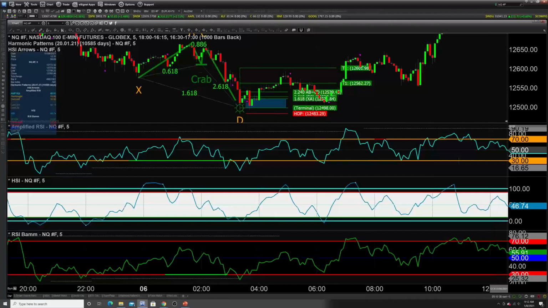Hey, JT, how you doing? JT asks, does trade identification start from the XA to CD leg completion or just CD alone? It starts from the CD alone.